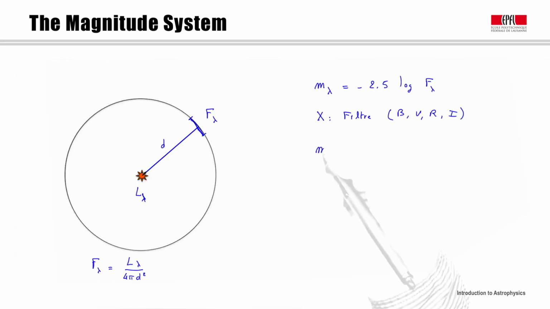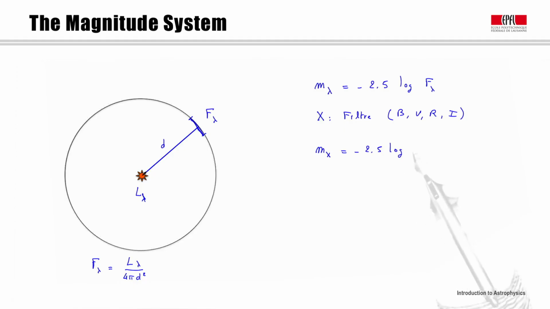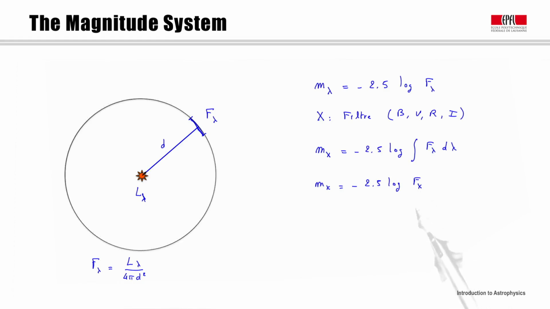The magnitude of the X filter will be minus 2.5 log base 10 of the integral f lambda d lambda. In other words, we will have mx equals minus 2.5 log of the total flux in X band. This flux is expressed in erg per second, so a power per cm. So we have no angstroms anymore, because we integrated over all wavelengths. We have a power per cm, which is a power flux.